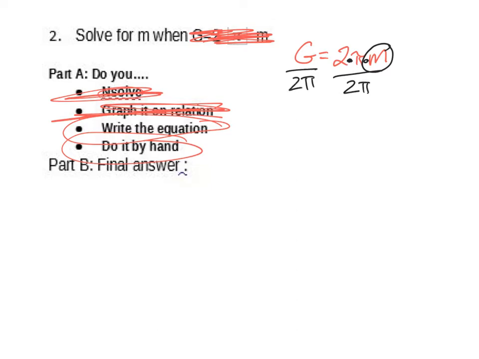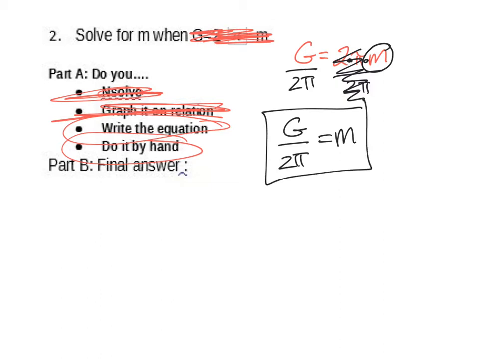I am not multiplying 2 times 3.14. I'm just writing 2 pi. That cancels on the right. So now I have g over 2 pi equals m, and that's my final answer.